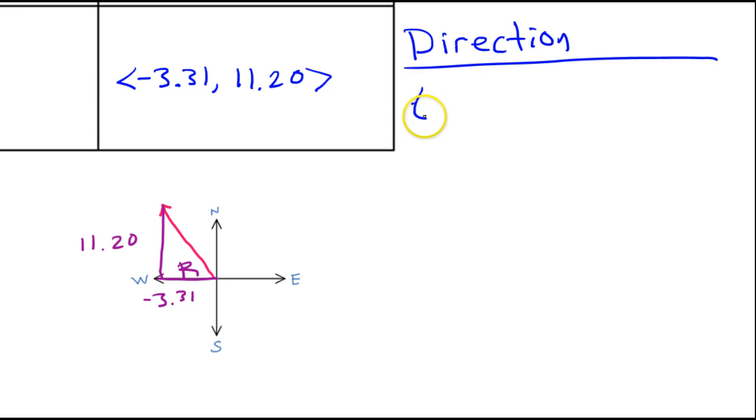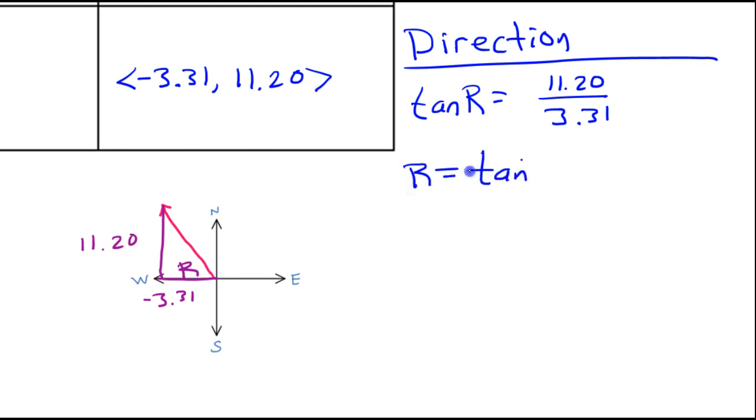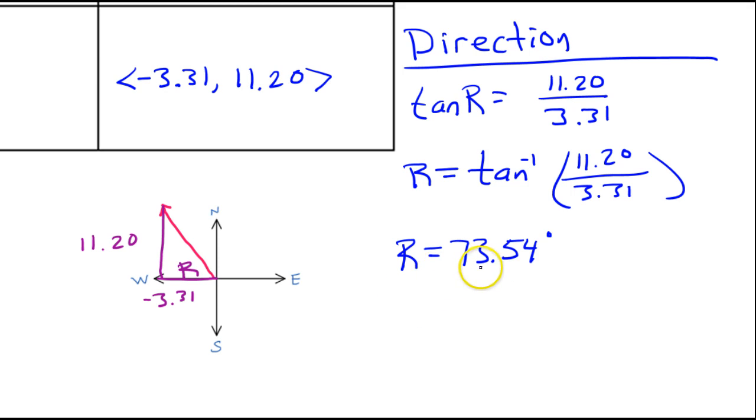So the tangent of this reference angle R should be 11.20 over 3.31. Notice that I am ignoring this negative sign because I really just want the positive value of this angle R. So the measure of angle R should equal the inverse tangent of this fraction. Calculator. So the reference angle is 73.54 degrees.